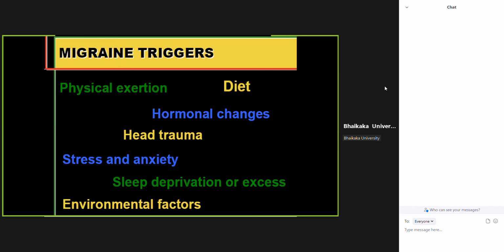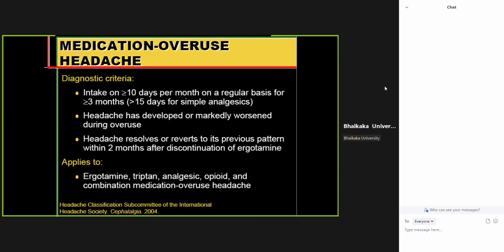So more physical activity, head trauma, fever, anxiety, stress, lack of sleep, then hot weather, diet containing cheese, pasta, pizza, fermented food, chocolates, and hormonal changes including the premenstrual phase. Okay, these are the factors which can trigger migraine.